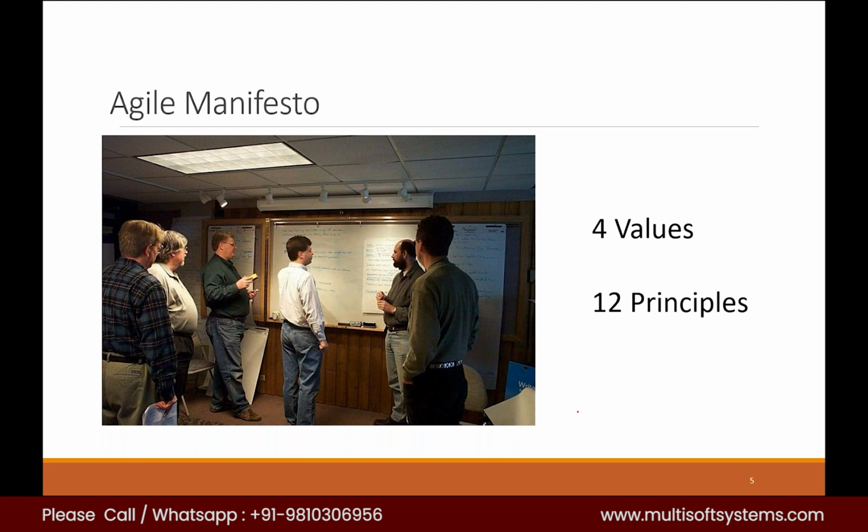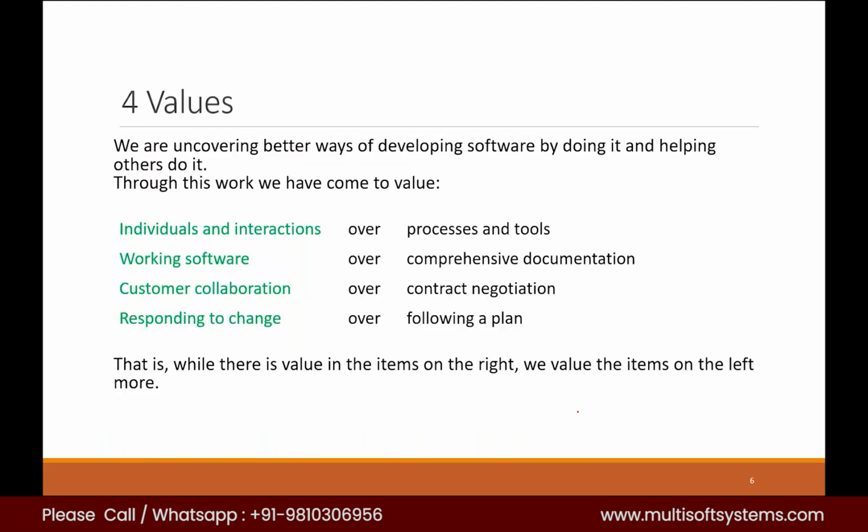So the purpose behind these four values and 12 principles is nothing but we have to be adaptive. We have to respond to the changes, to the feedback, and should focus on the goal. We should not freeze ourselves with any kind of process or plan. Okay, we should keep evolving. So before going for four values and 12 principles, do we have any question here on whatever we have covered so far? No questions?